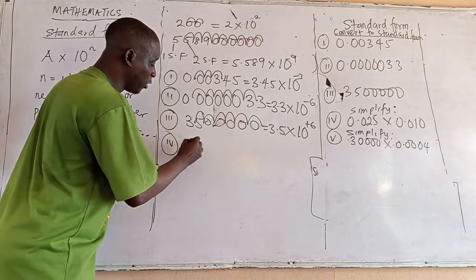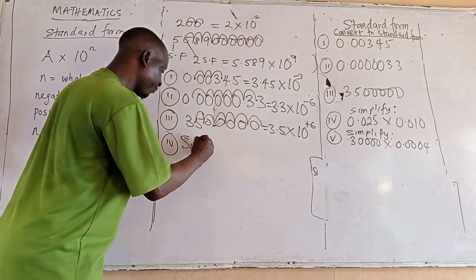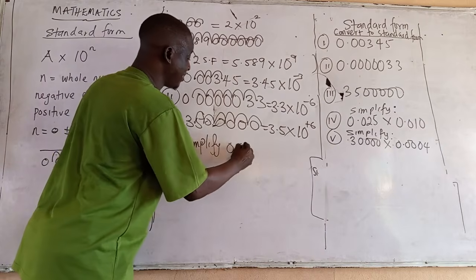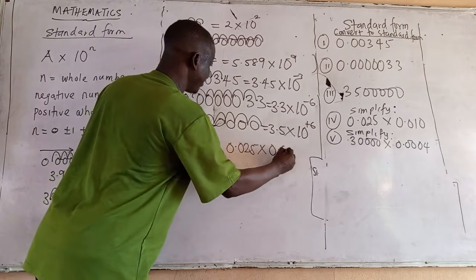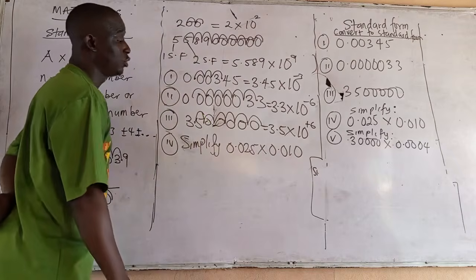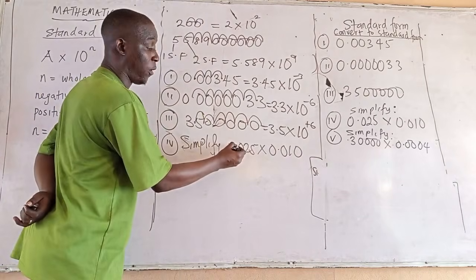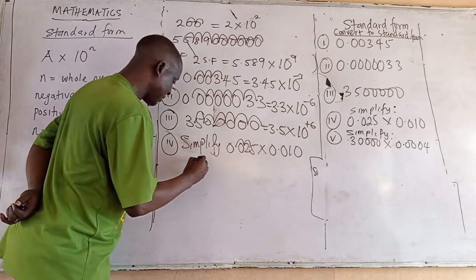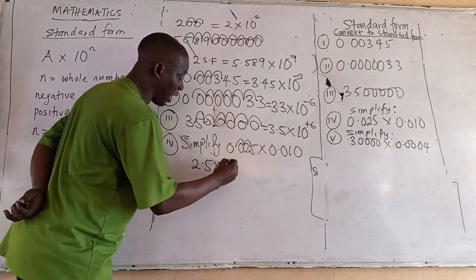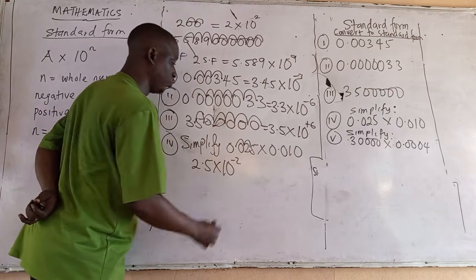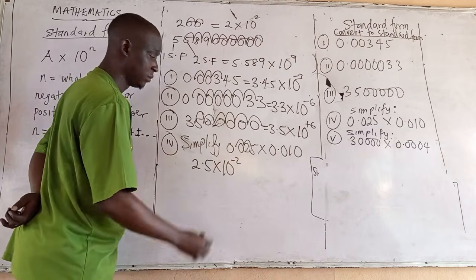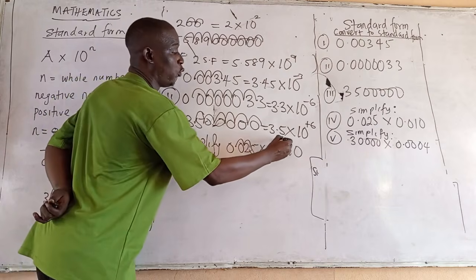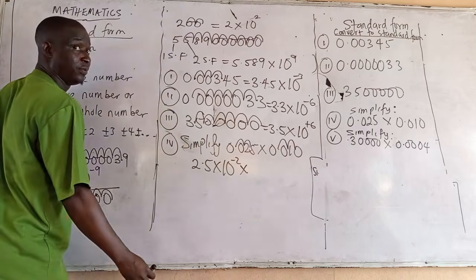Now you have what? 0. They say simplify 0.025 times 0.010. Now what I want to do first of all is convert it to standard form. Have you now? Yes. That is now 2.5 times 10 by what? 2. Minus 2 now. It's not minus 2? Yes. Times. These are now 1, 2.